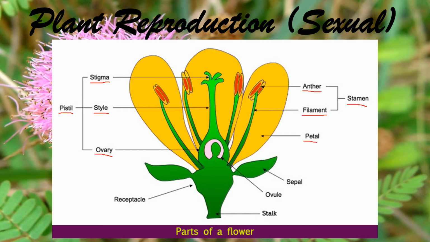We also have the petals. These are the colorful part of the flower. They sometimes have scents which can attract insects and animals. And then we have the sepal, the one that protects the flower when it is still a bud. And then the ovule, which is the female sex cell of the flower. The receptacle, where the nectary is located. And the stalk, which connects the flower to the rest of the plant.